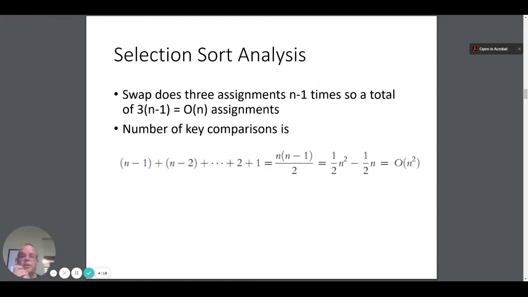So it does 3 assignments n minus 1 times, so we have a total of 3 times n minus 1, which is 3n minus 3. That's O of n assignments, and the number of key comparisons is O of n squared.